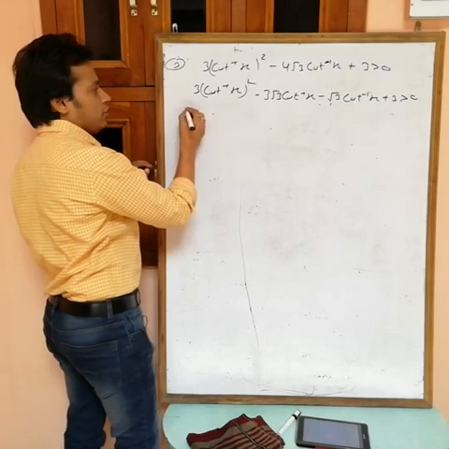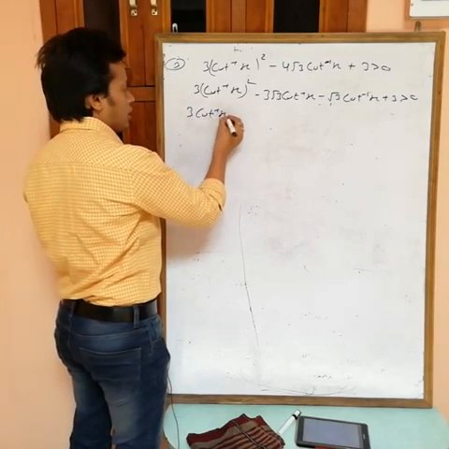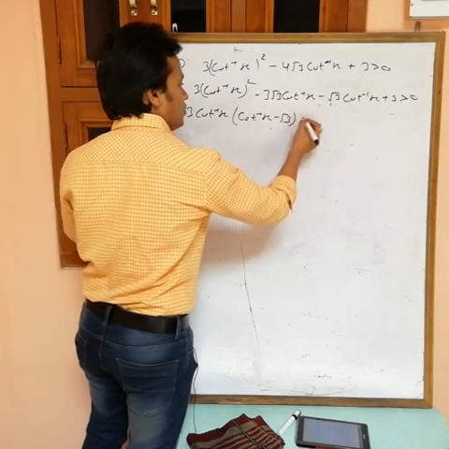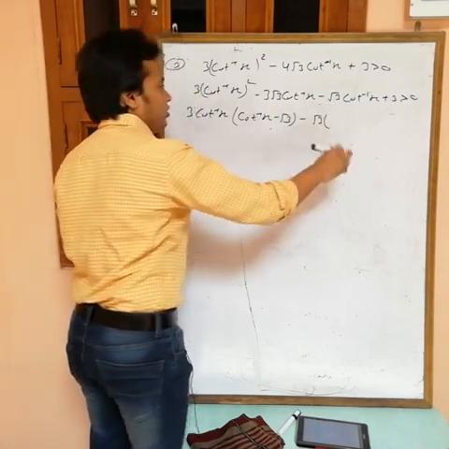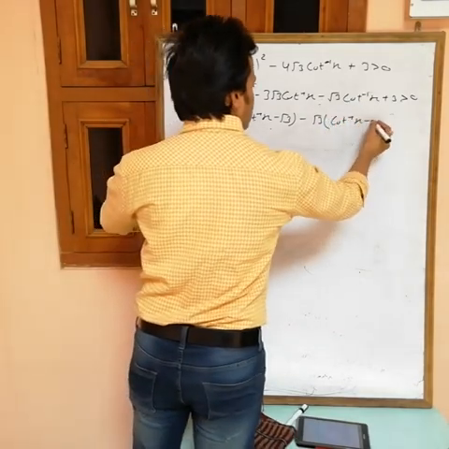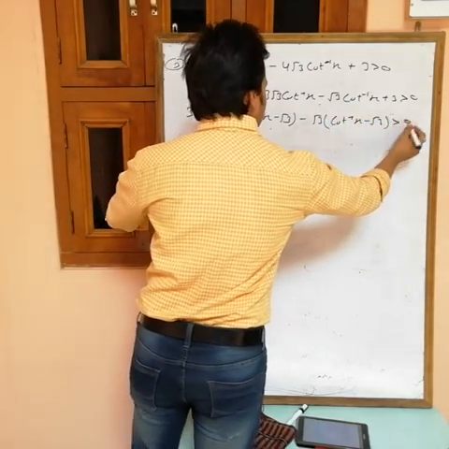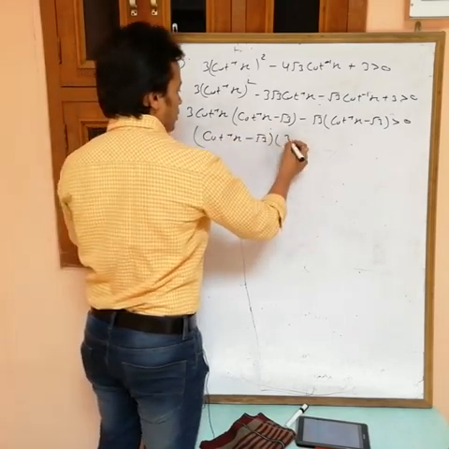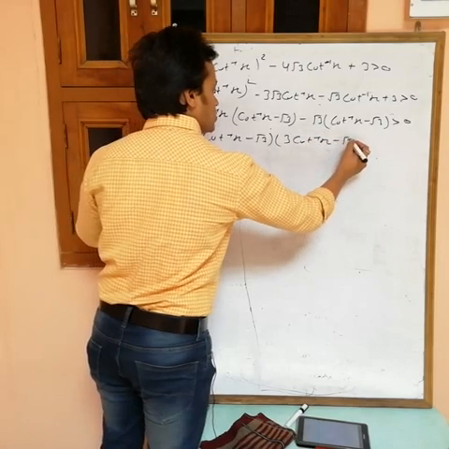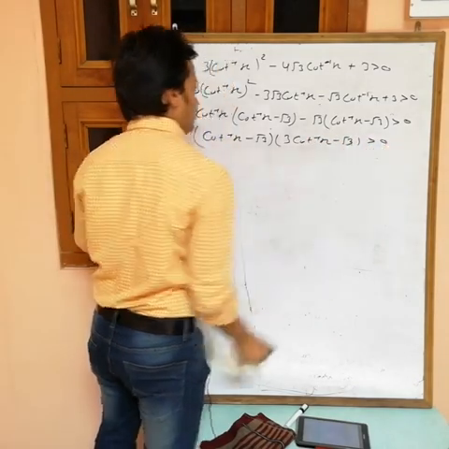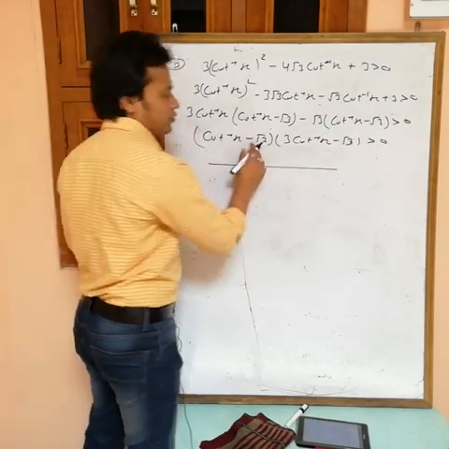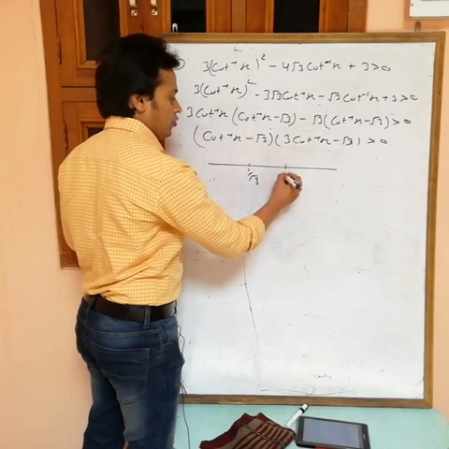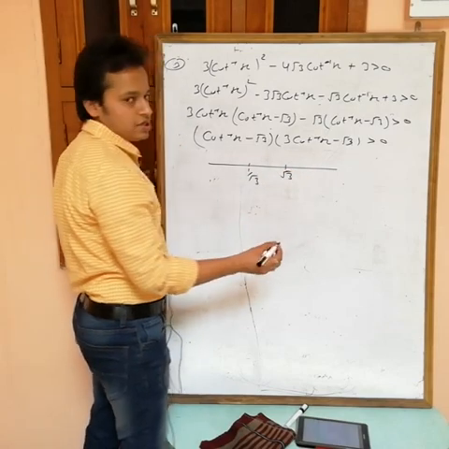In these two I can take common 3 cot inverse x, then from the other we take common cot inverse x minus √3, so we get (cot inverse x − √3) greater than 0. Again I can take common (cot inverse x − √3), then (3 cot inverse x − √3) greater than 0. If you put this one equal to 0, you will get √3. From this one equal to 0, you will get 1 by √3. So 1 by √3 and √3 are the values of cot inverse x, not x.